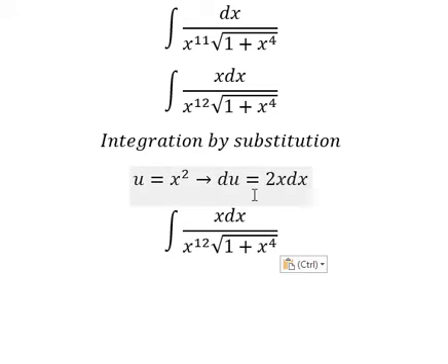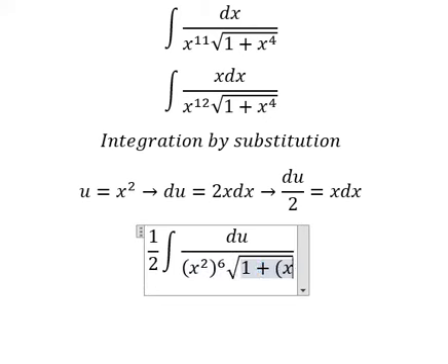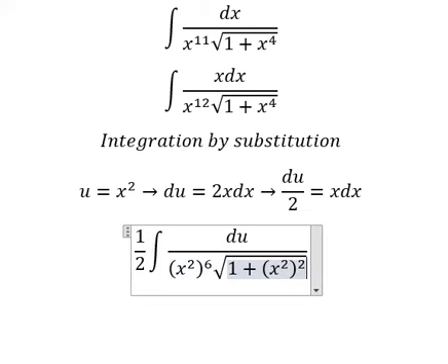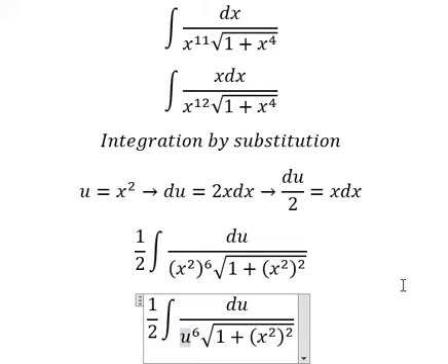x to the power of 12, we need to change to x squared to the power of 6. This one we change to x squared to the power of 2. So this one we change for u. And this one we change for u.